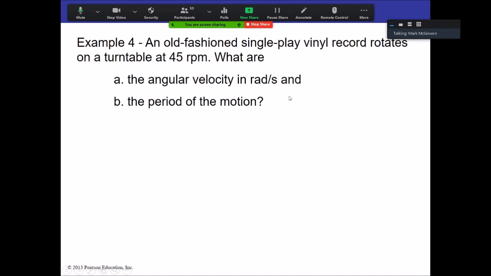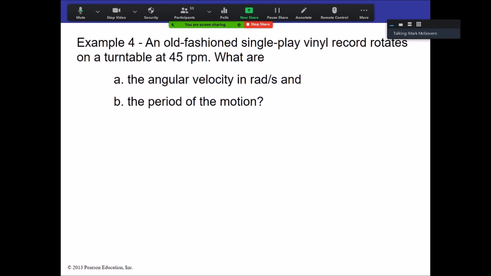An old-fashioned single-play vinyl record rotates at 45 RPMs. What is the angular velocity in radians per second, and what is the period of the motion? Now, one of the purposes for this problem is this conversion from revolutions per minute, RPMs, to radians per second. Revolutions per minute is a very common way you would explain how fast something rotates. It's a unit that's very commonly used.